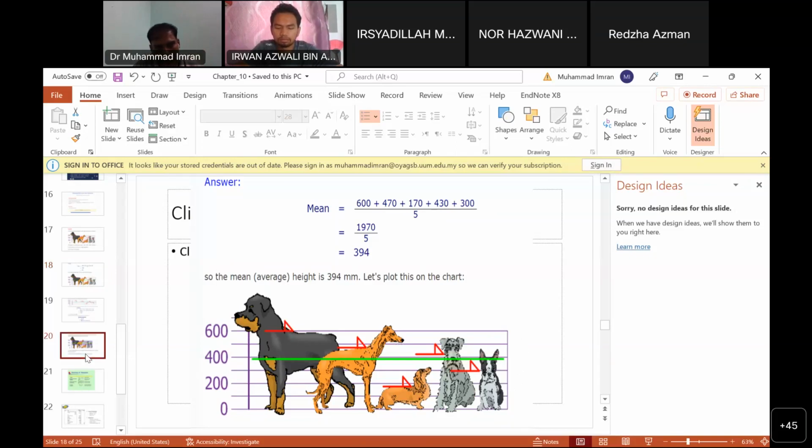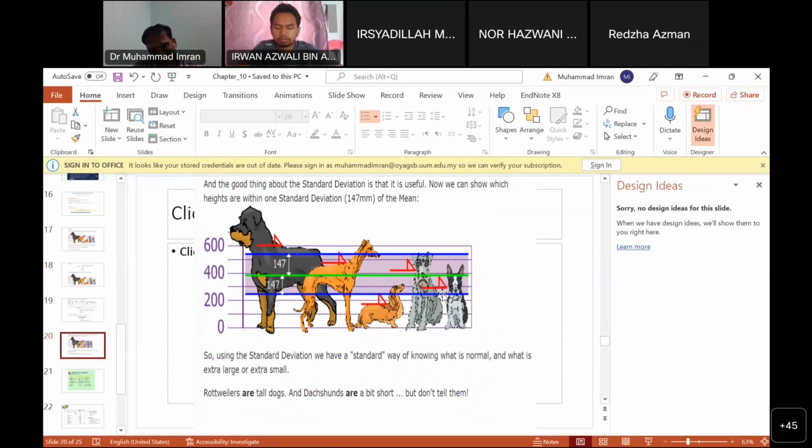See here, all touching. See here, all dogs are covering 147. I mean 147 is far, is divided. Using standard deviation, we have a standard way of knowing what is normal and what is extra large. Now we can see which one is higher. See, the Rottweiler, this first dog is larger because it's going above this line.